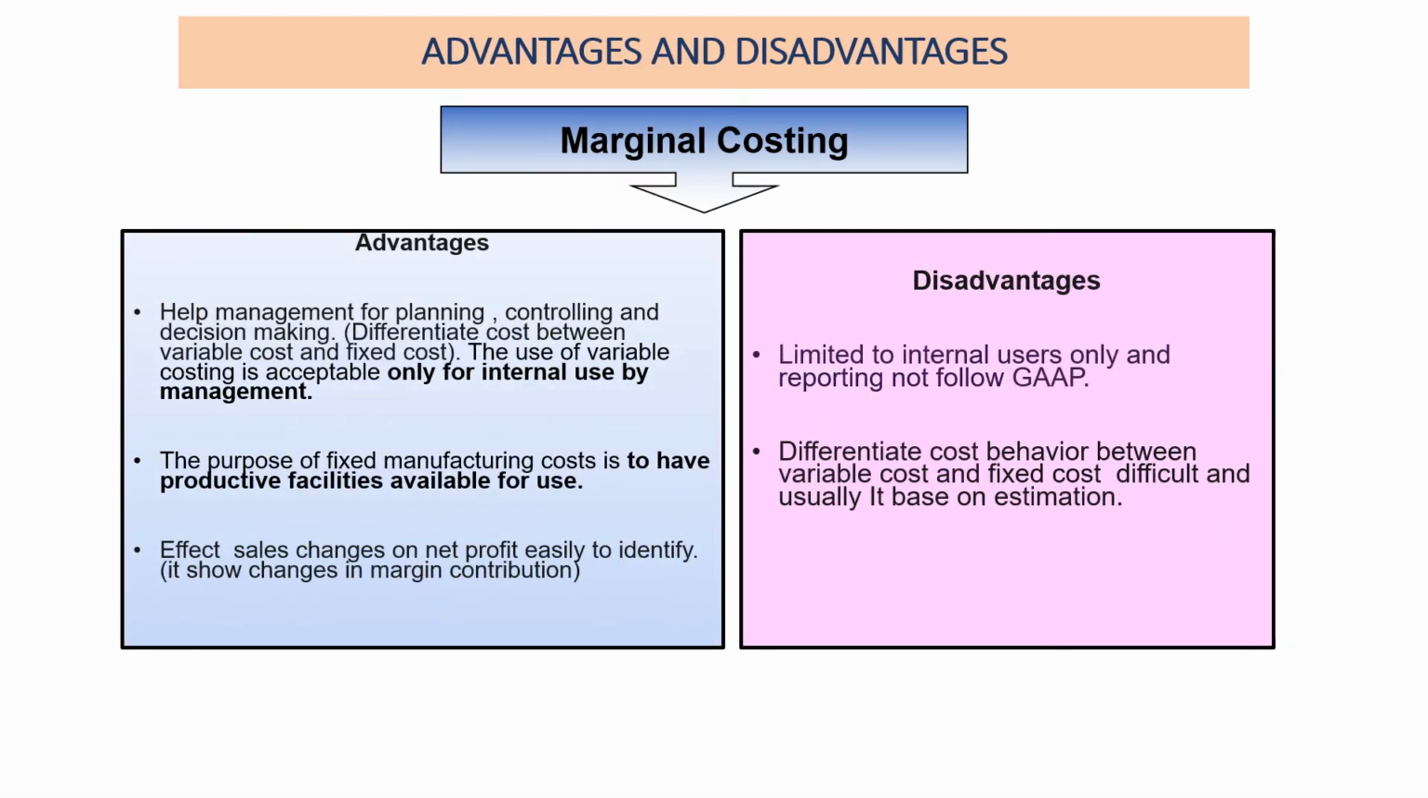Marginal costing. Advantages: 1. Helps management with planning, controlling and decision making. Differentiates cost between variable cost and fixed cost. The use of variable costing is acceptable only for internal use by management. 2. The purpose of fixed manufacturing costs is to have productive facilities available for use. 3. The effect of sales changes on net profit is easy to identify. It shows changes in contribution margin.